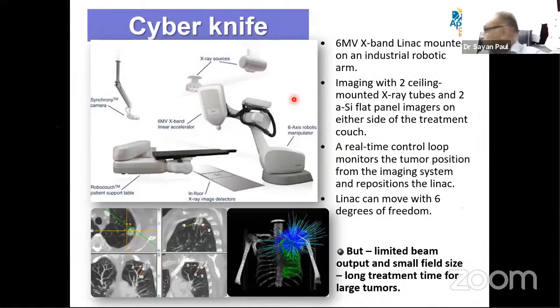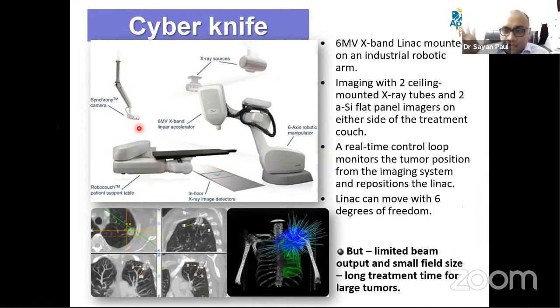So here what happens is that, like the ExacTrac where the X-ray sources were on the floor, here the X-ray sources are mounted on the ceiling. And in the floor, there is an X-ray image detector. And also there is a synchrony camera. They have some optical markers which keep the position and coordinates.